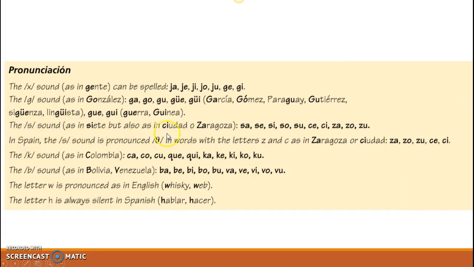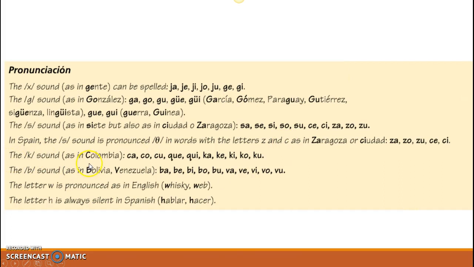So we have this sound, like siete, or ciudad, or Zaragoza, and it will be the same sound. Sa, se, si, so, su. In Spain, the sound se is pronounced in words with the letters like Z and C, as in they will say Zaragoza or Ciudad. For example, in Colombia, we will say Zaragoza, like S, or Ciudad. Yeah? But Spain will pronounce the Z and C differently. Okay?